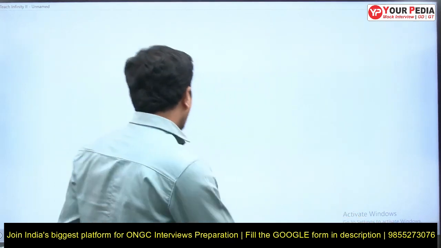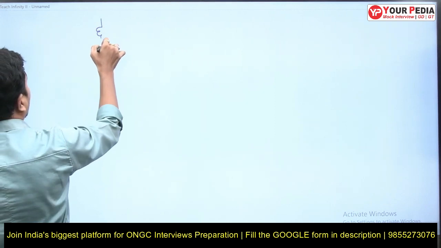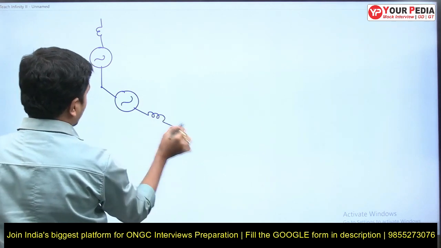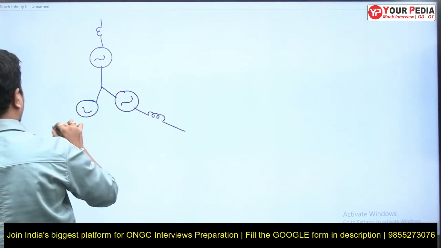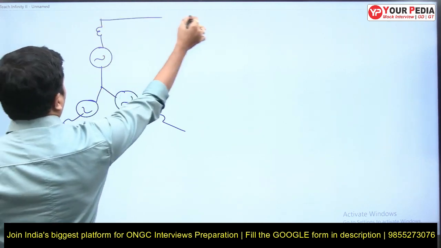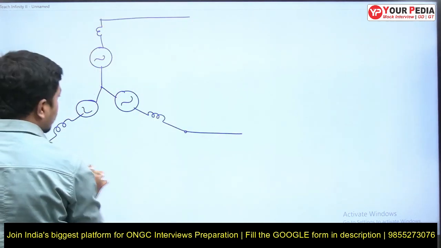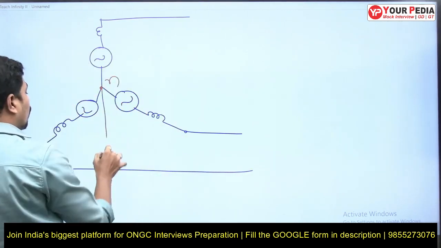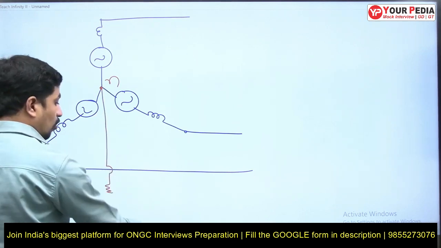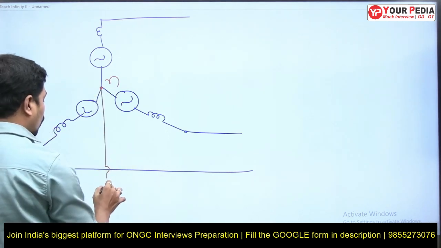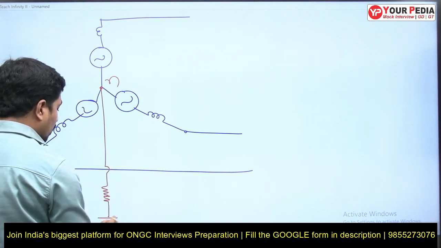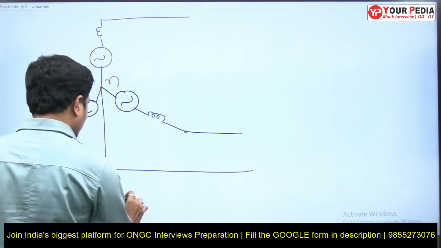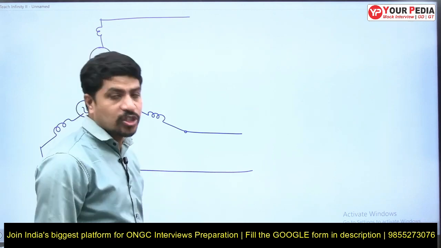Now observe here. If I am taking a synchronous generator, this is the synchronous generator. This is the neutral of the generator. Our question is, which grounding is used? This is the neutral for the synchronous generator. Now we will use resistance grounding. Sir, why I explained this much, I'll tell you now.